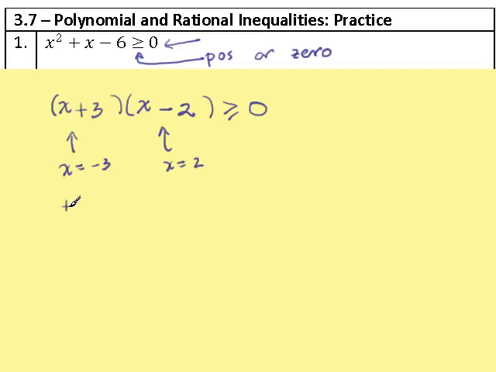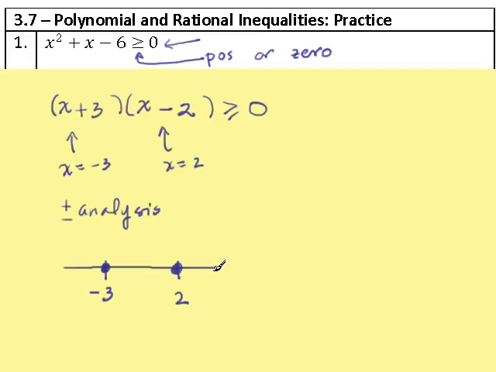So now we do what we call the plus-minus analysis. And we put the minus 3 and the 2 on the number line. Make sure you do this in order. Minus 3 is to the left of 2. And this is where the polynomial is 0. So we'll put closed circles here to indicate that this is where the polynomial is equal to 0.